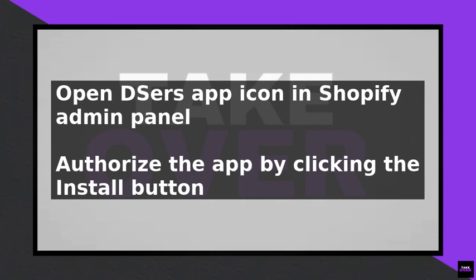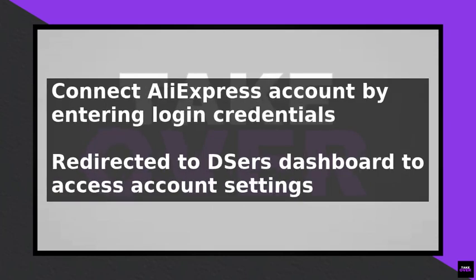To do this, click on the Import Products button and search for the products you want to import. You can filter products by category, price, and shipping options to find the best products for your store. Once you have selected the products you want to import, click on the Import button to add them to your Shopify store. DSers also allows you to automate order fulfillment and shipping.